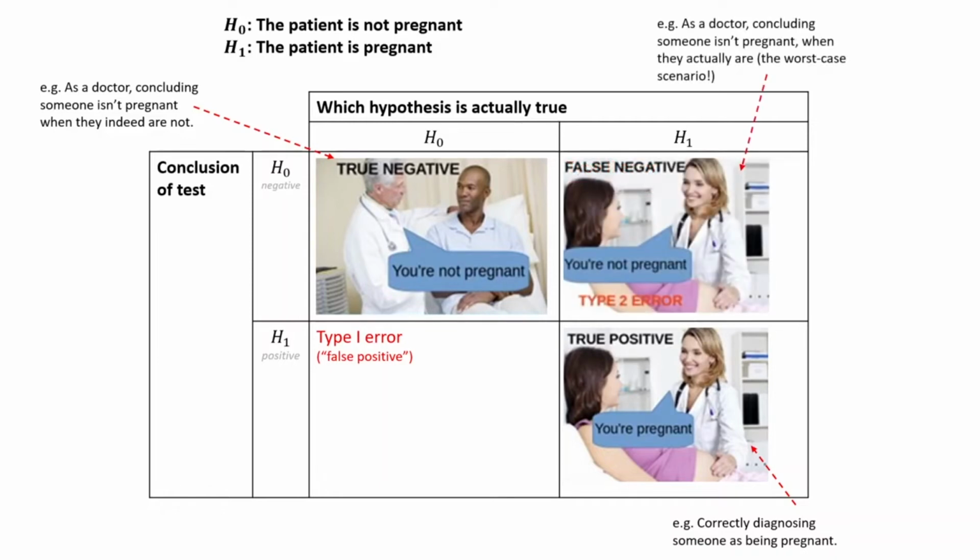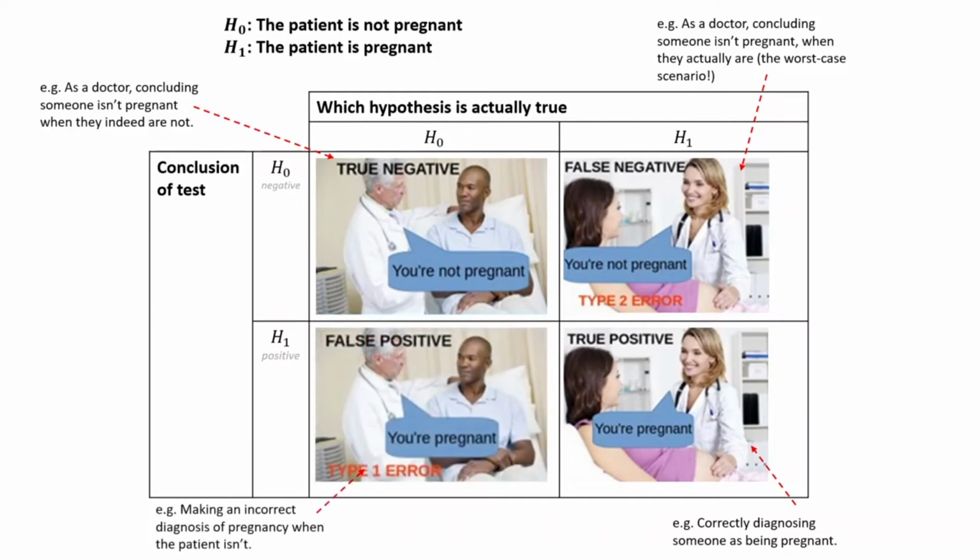What about a type 1 error? H0 is correct, but we're concluding H1. The patient is not pregnant, but we conclude that they are. So hopefully this is an example that's easy enough to stay with you. False positive, false negative. Type 1 error, type 2 error.